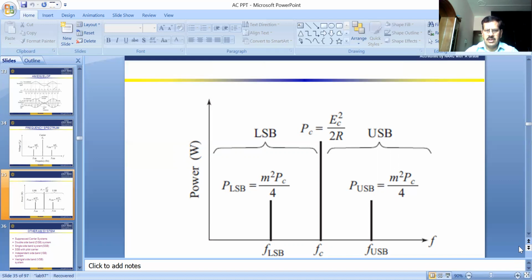So the total carrier power equals Ec squared upon 2R. This is the total carrier power. So this is the sum of the lower sideband plus upper sideband power.